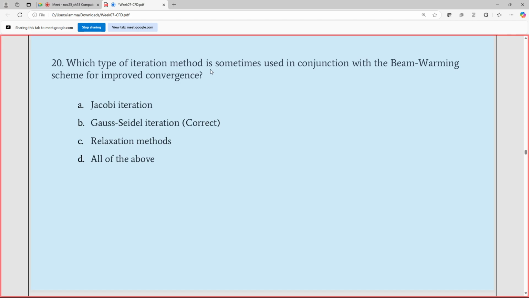Which type of iteration method is sometimes used in conjunction with the Beam-Warming scheme for improved convergence? Options are Jacobi iteration, Gauss-Seidel iteration, option C, relaxation methods, and D, all of the above. It's already written here. Our answer is Gauss-Seidel iteration, which is sometimes used in conjunction with Beam-Warming schemes to improve the convergence.